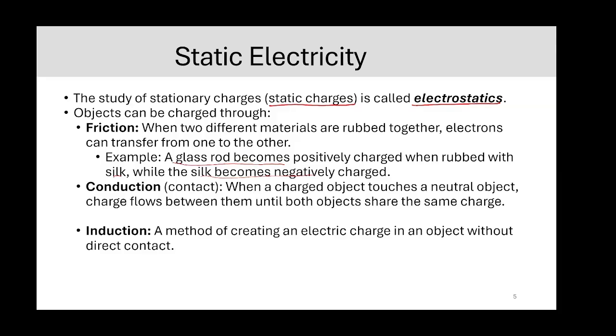In conduction, this is a direct transfer of charge. When a charged object physically touches a neutral object, for example, if we have a neutral object here and a charged object, and they touch each other, it will transfer the charge from one object to the other object, and this method is called conduction. Electrons will flow between them until they share the same charge. So both of the objects will have a positive charge.